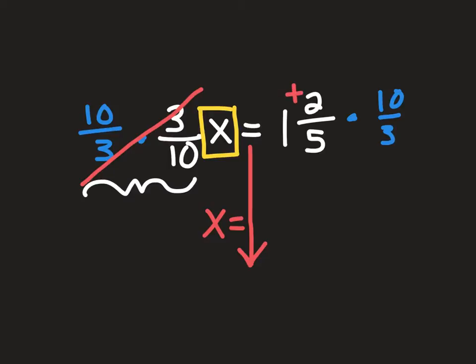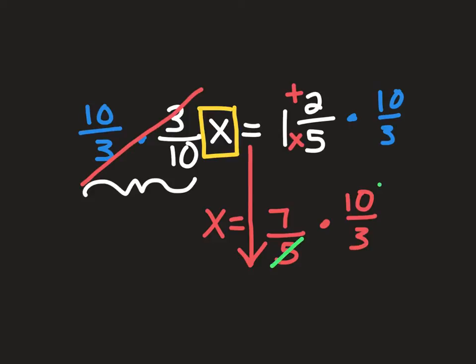Let's go ahead and do the Texas to change our first term into an improper fraction. 5 times 1 is 5, plus 2 is 7. So 7/5 times 10/3. And now I'm going to simplify before I multiply.